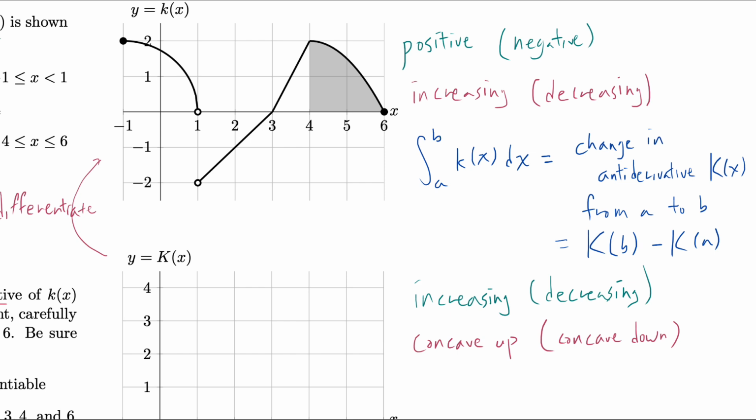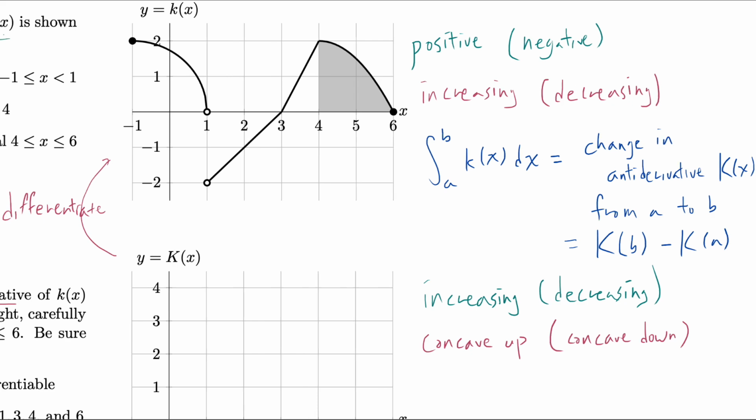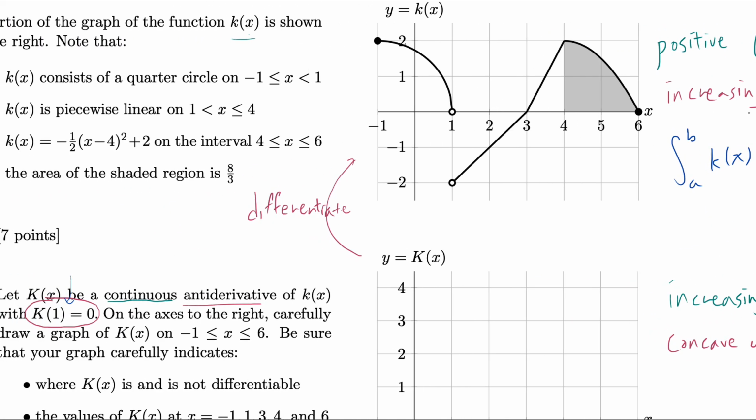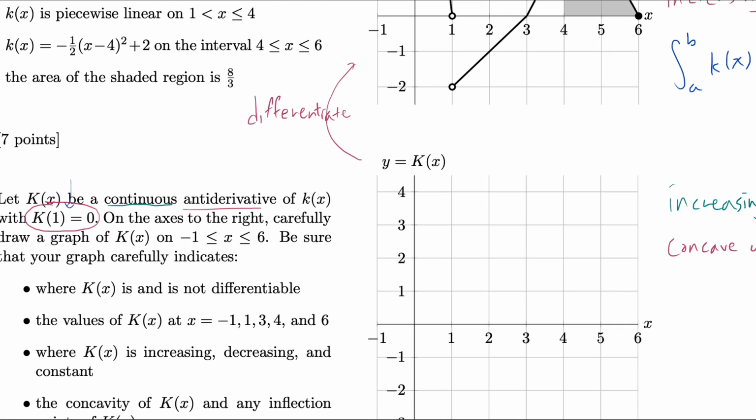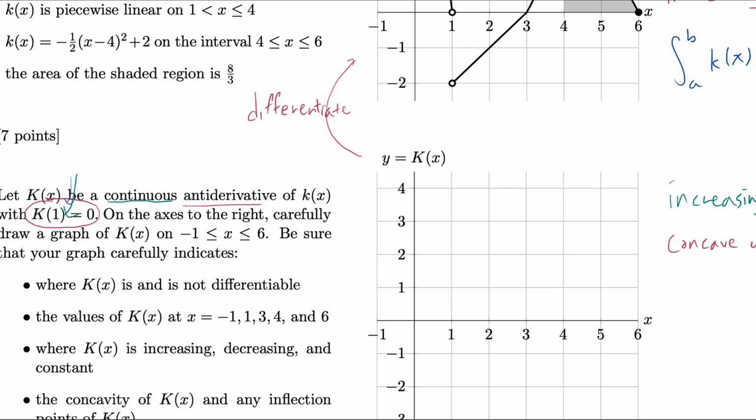And this key formula and the fact that this can be thought of as, say, signed area under the curve of little k is going to become very useful in graphing this capital K. Okay, so now let's actually get started on graphing this. So again, the very first thing you should do is look at this initial condition, which you absolutely need to be able to graph this, and plot that point. So we know capital K of 1 is 0. So let's plot a point right here.